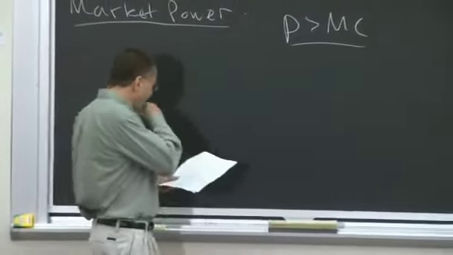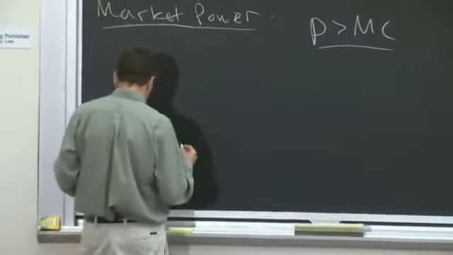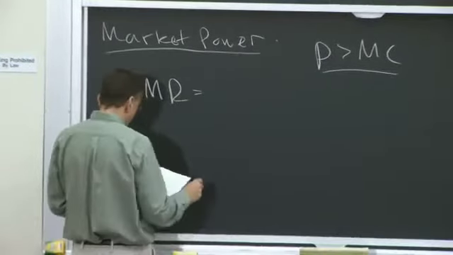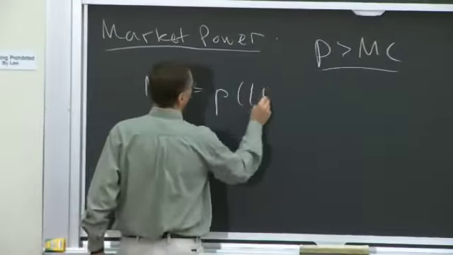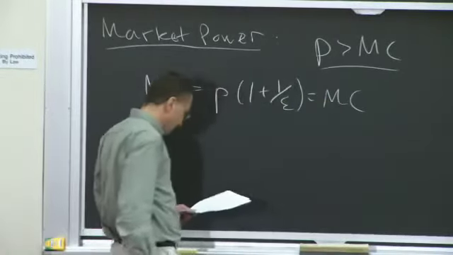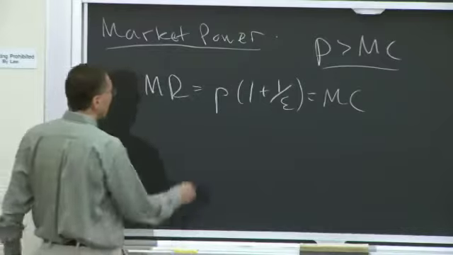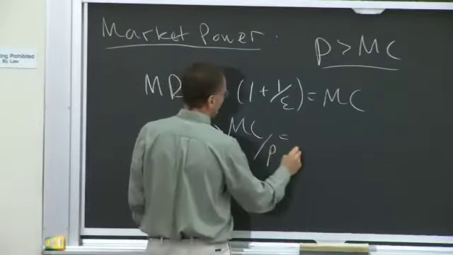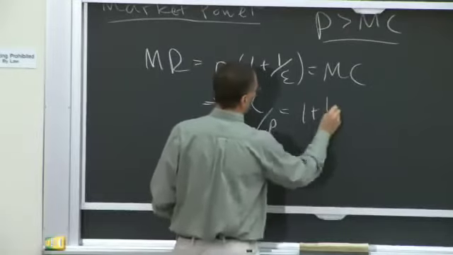Now, to think about this, remember the condition for profit maximization. It was that marginal revenue, which we wrote as P times (1 plus 1 over epsilon), equals marginal cost. Okay? So we can rewrite this as marginal cost over price equals 1 plus 1 over epsilon.